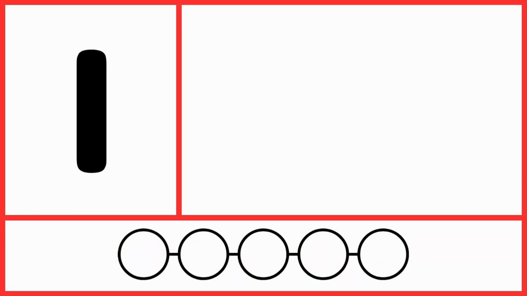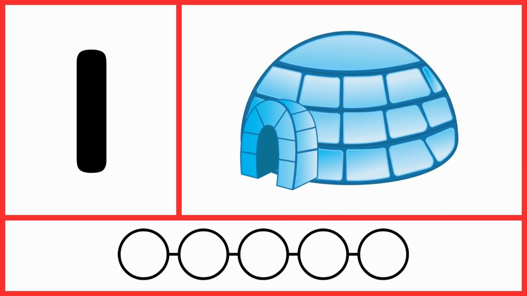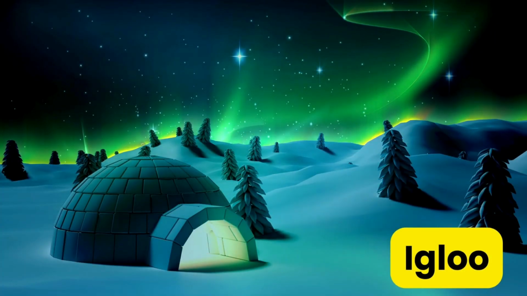I. I is for igloo. Let's spell it. I, G, L, O, O. I is for igloo. Igloo.